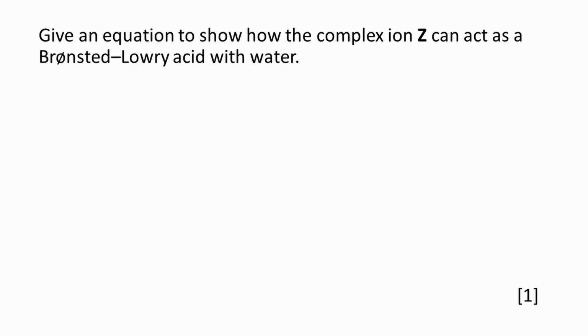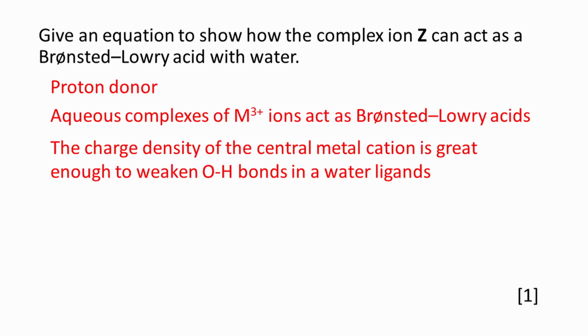Here's the next part of the question. Give an equation to show how the complex ion Z can act as a Bronsted-Lowry acid with water. A Bronsted-Lowry acid is defined as a proton donor. Complexes of cations that have a 3+ charge often act as Bronsted-Lowry acids. The charge density of the central metal cation is great enough to weaken OH bonds in water ligands.